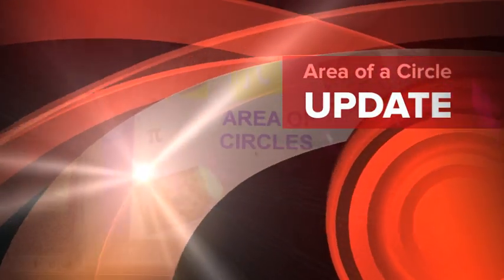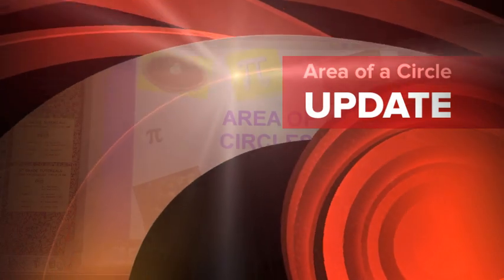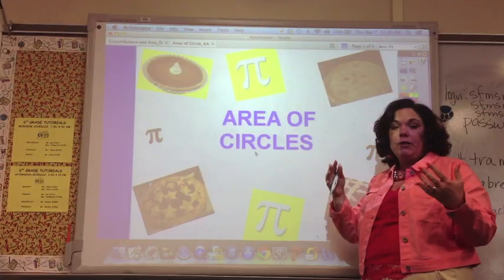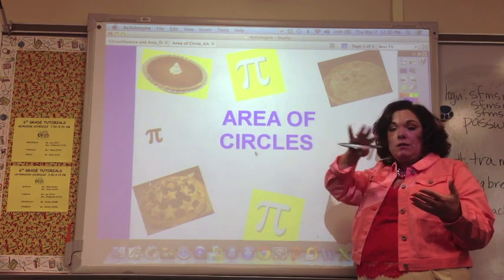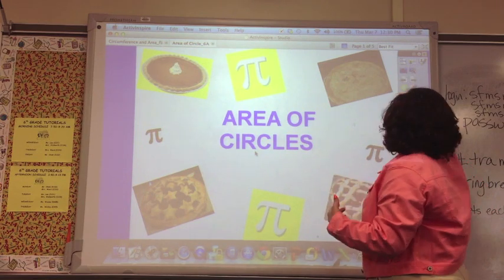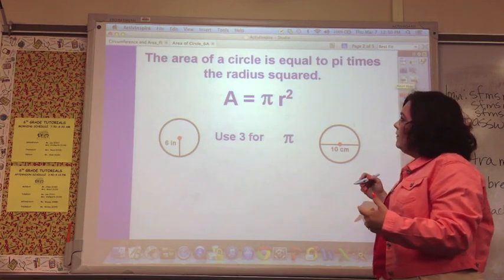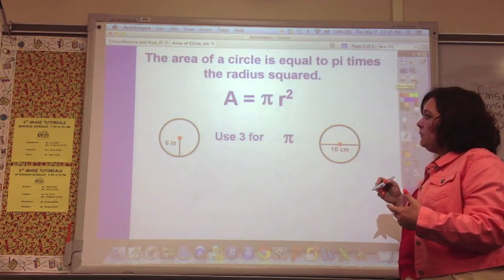This is on area of circles. The area is the space that it takes up. If you're looking at a tabletop, if it's a round table, this is the amount that would cover it. So the area of a circle is equal to pi times the radius squared.